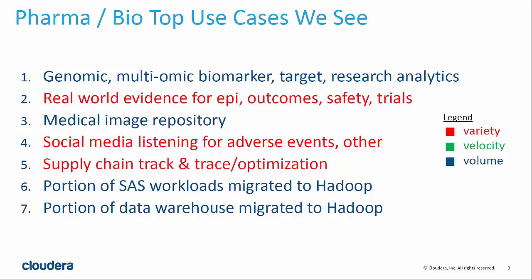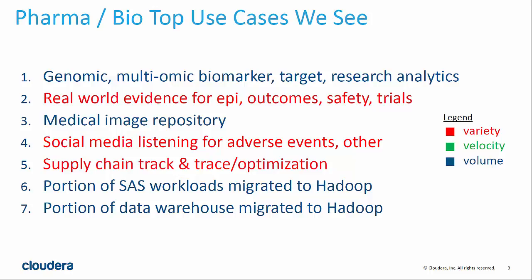The second use case, and this might even be the fastest growing use case, is real-world evidence, sometimes called real-world informatics or real-world data. But this is usually used for insights driven around epidemiology, safety, surveillance. Now we're seeing some of this come to randomized controlled trials or clinical trials.